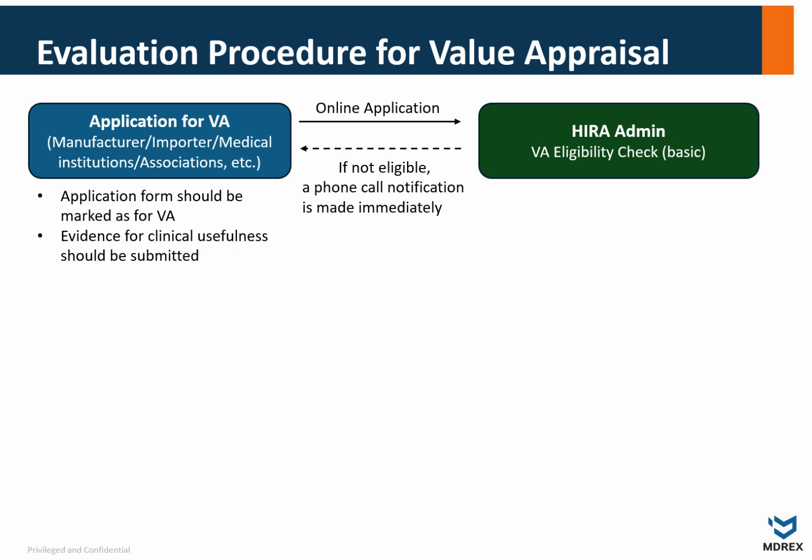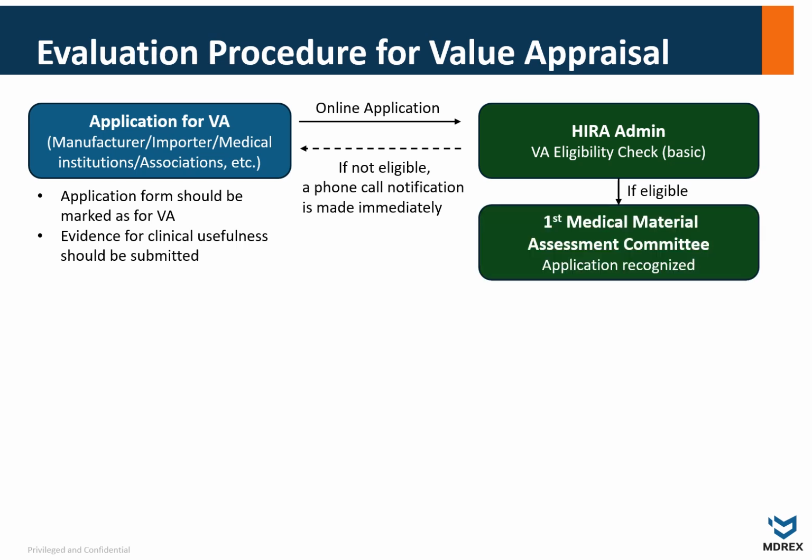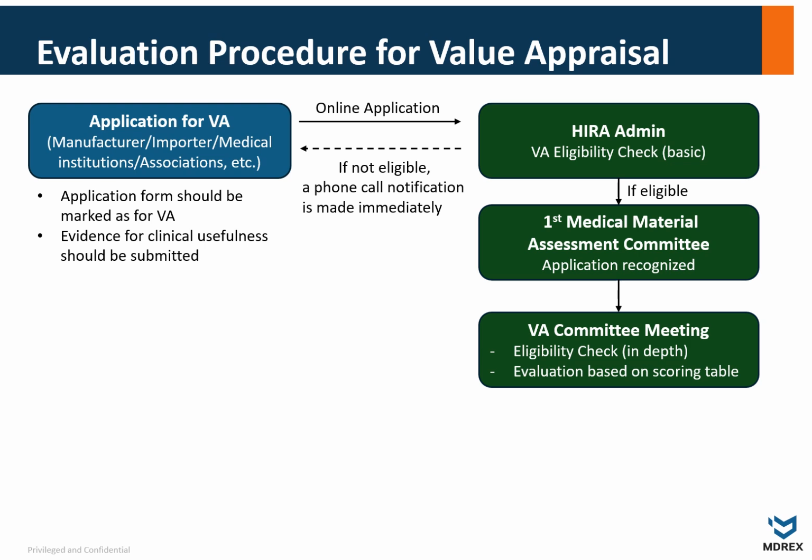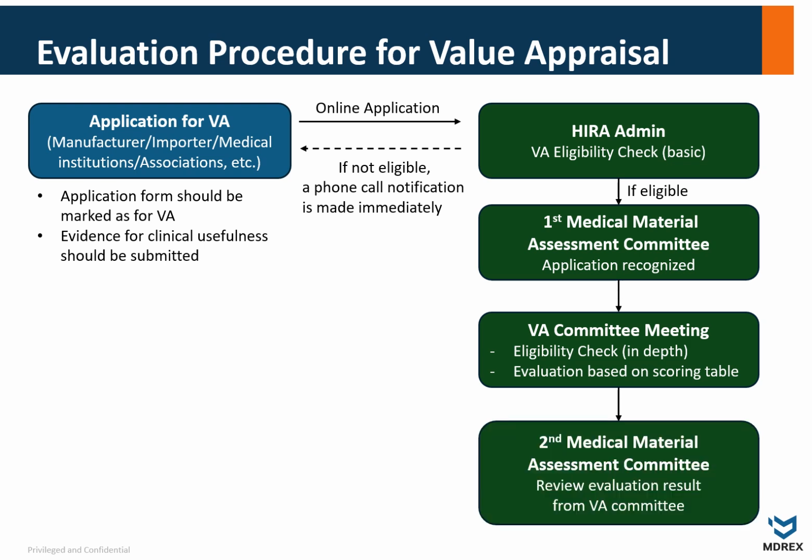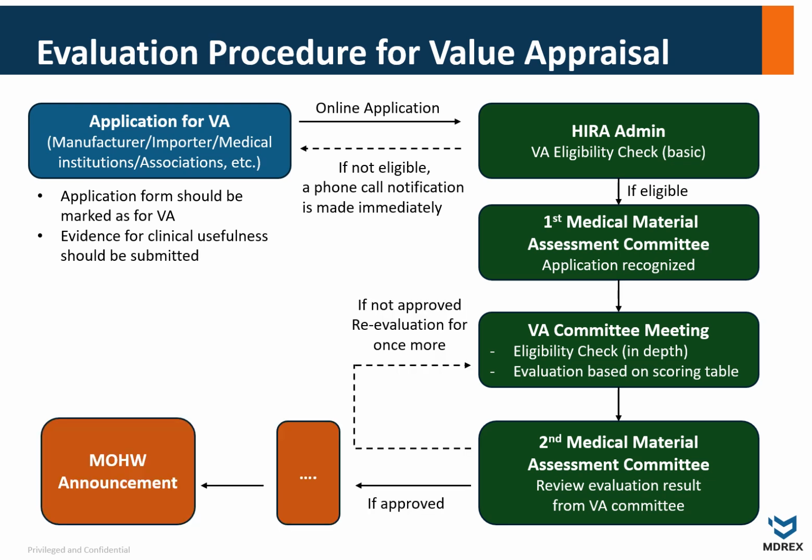switched to general application. When it is deemed eligible, the application is recognized by the Medical Material Assessment Committee in HERA, which calls a VA committee meeting. In the VA committee meeting, the members review the application's eligibility more in depth and finally evaluate and determine its points based on the scoring table. When a decision is made, it goes back to the Medical Material Assessment Committee for approval. If it is rejected, it can be reviewed by the VA committee once again. If approved, it is ready for MOHW's official announcement.